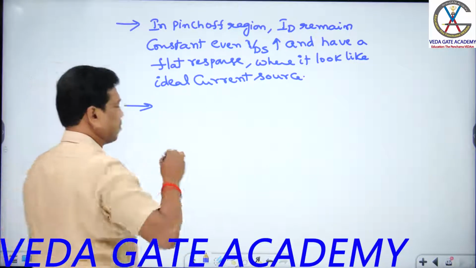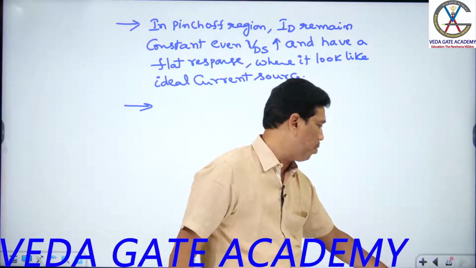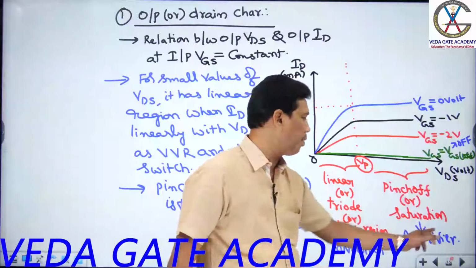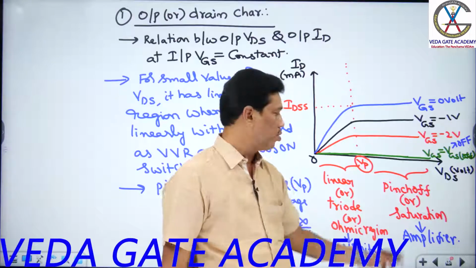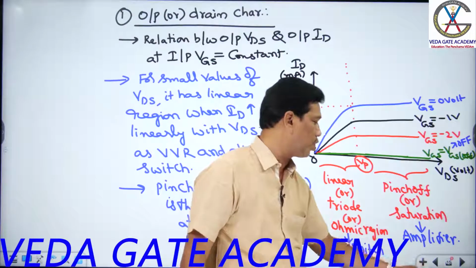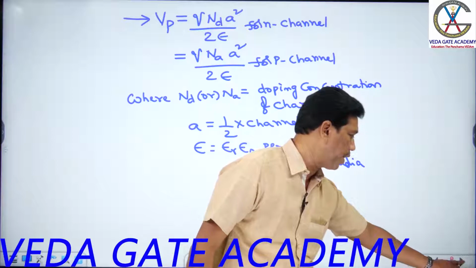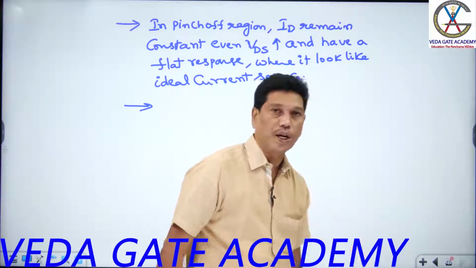And one more, students, the pinch off region I told is the saturation mode. It looks like the saturation mode of a BJT, such that the pinch off region is also called the saturation mode. So the pinch off region of a FET is the same as the saturation mode of a BJT. By that it is called the saturation mode, students.